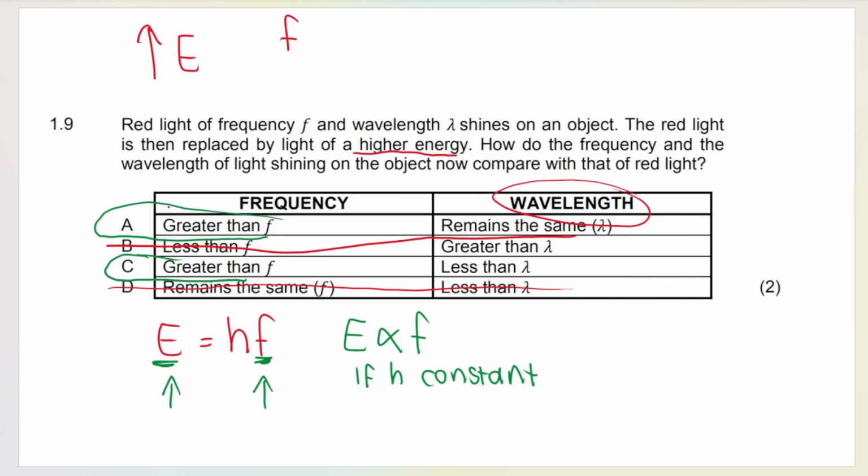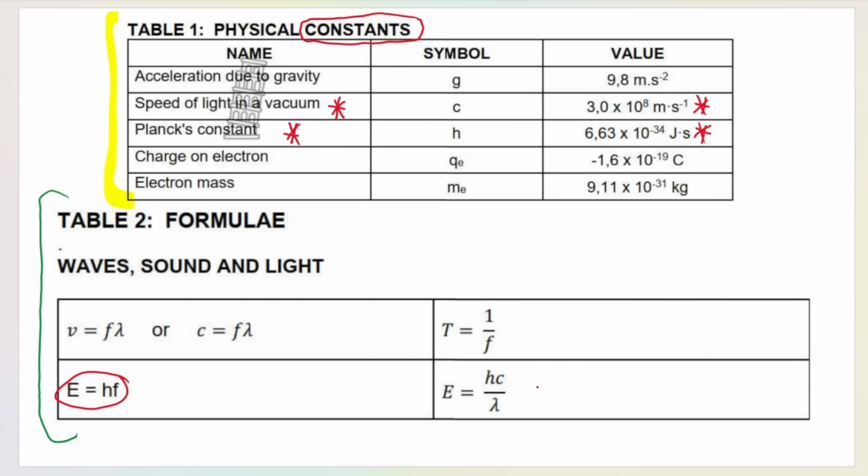So it's either A or C. How do I figure out the last one? Well, they want to know about wavelength. There's two ways that we can decide on this. So if you look at your formula sheet, we could use this formula over here.